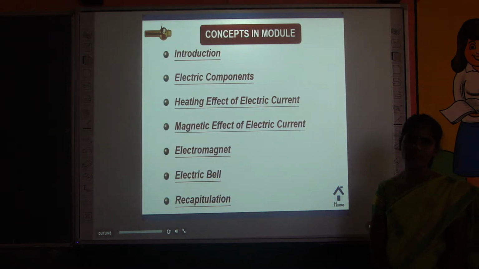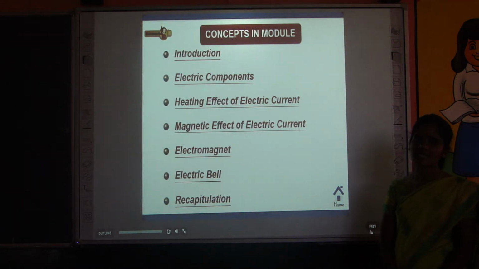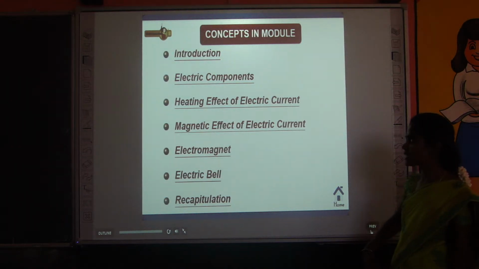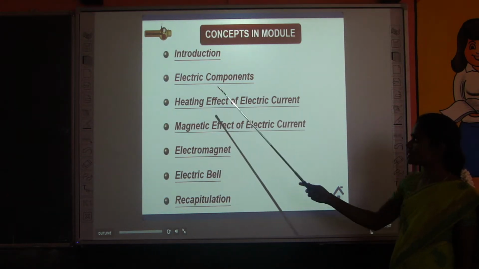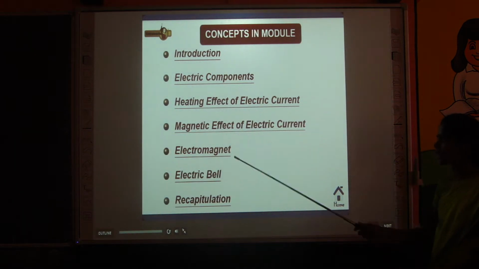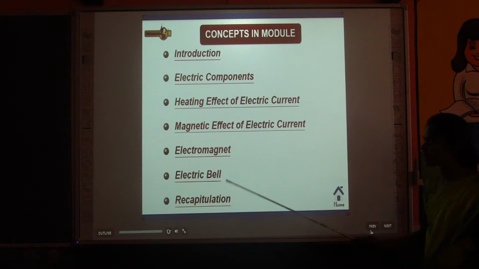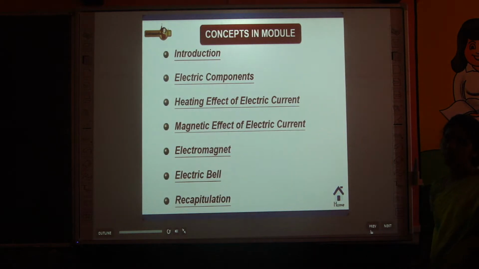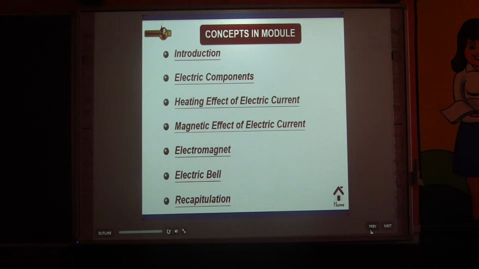Today's class we will discuss chapter 14 in physics. What is the name of the chapter? It is electric current and its effects. In this chapter we are discussing these concepts: electric components, heating effect of electric current, magnetic effect of electric current, electromagnet, electric bell. So these topics are to be discussed now. Come children, let us see the chapter.